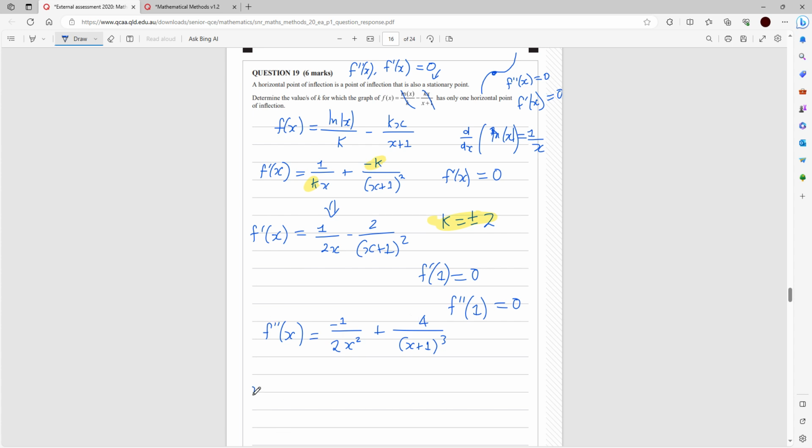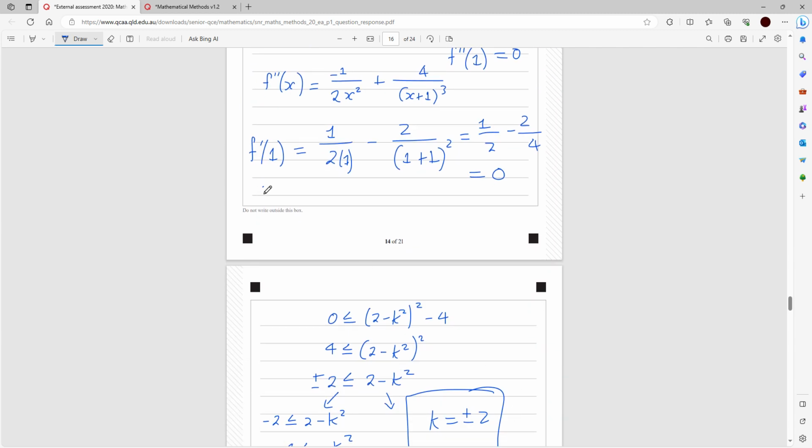So what we can do is just sub that in. So f dash of 1 is going to be 1 on 2 on 1, minus 2 on 1 plus 1 all squared. So what we're going to have is a half minus 2 on 4, which is a half, so you get 0. And then we're going to have double dash as well.